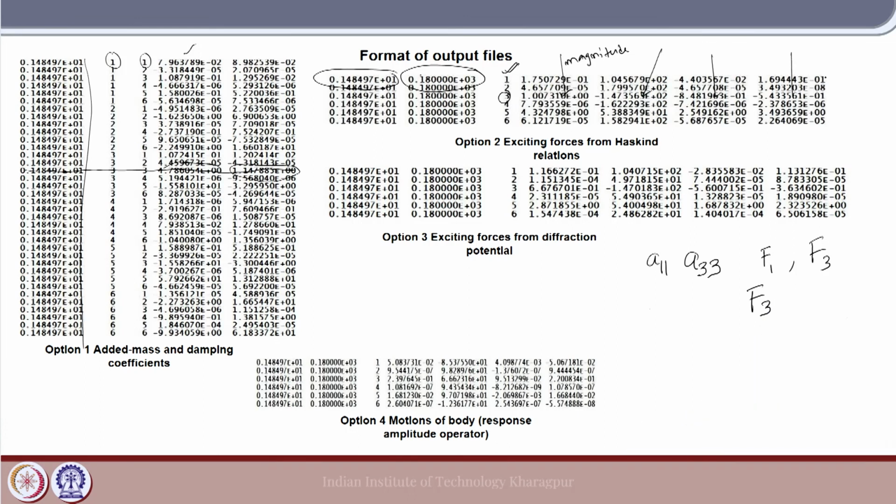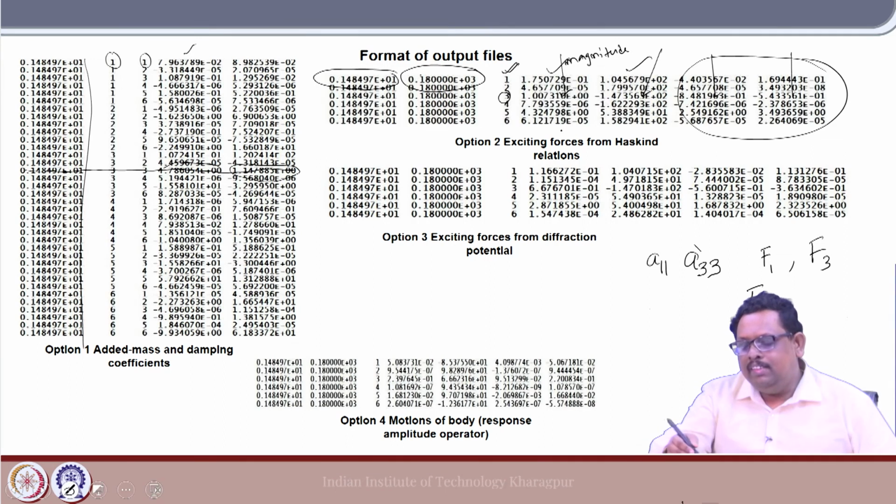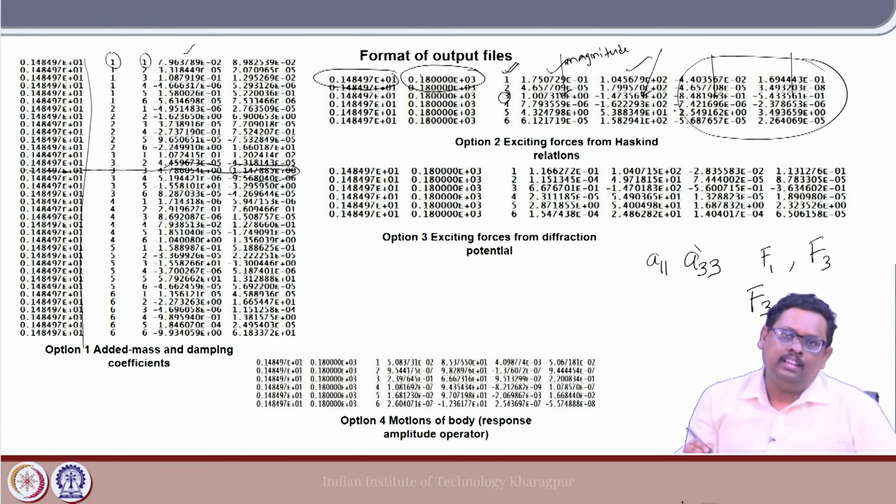Actually, you really do not need the last two, right. But from these you can verify whether the result is correct or not. From the real and imaginary parts, if you take the square root of a square plus b square, you get the magnitude, and if you take tan inverse b by a, you get the phase.